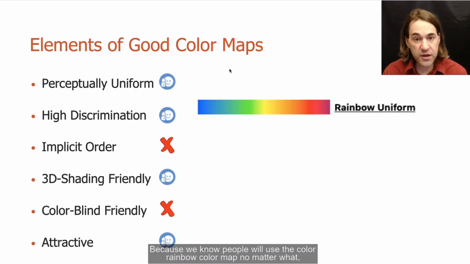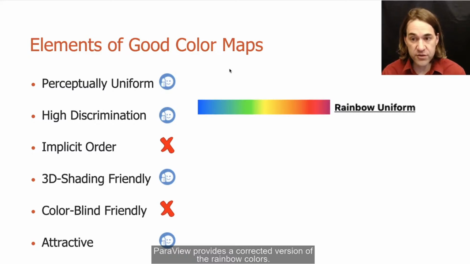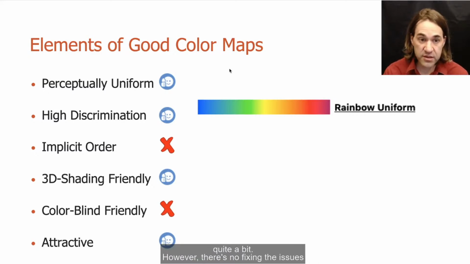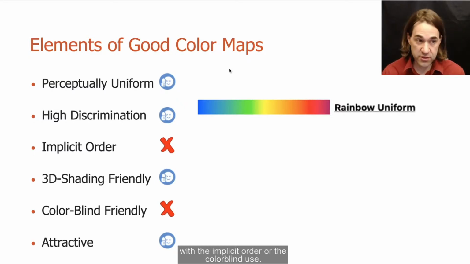Because we know people can use the rainbow color map no matter what, Paraview provides a corrected version of the rainbow colors. The interpolation is now more uniform, so note the length of each hue has changed quite a bit. However, there's no fixing the issues with the implicit order or the colorblind use.